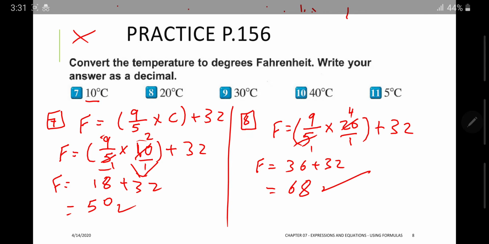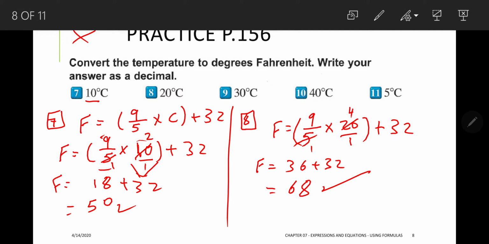Okay, if I correct with this one, I'm gonna go for 40 and also the 5 one. Okay, for the 41, I think it's number 9. So we have 40 Celsius. We want to change it to Fahrenheit.